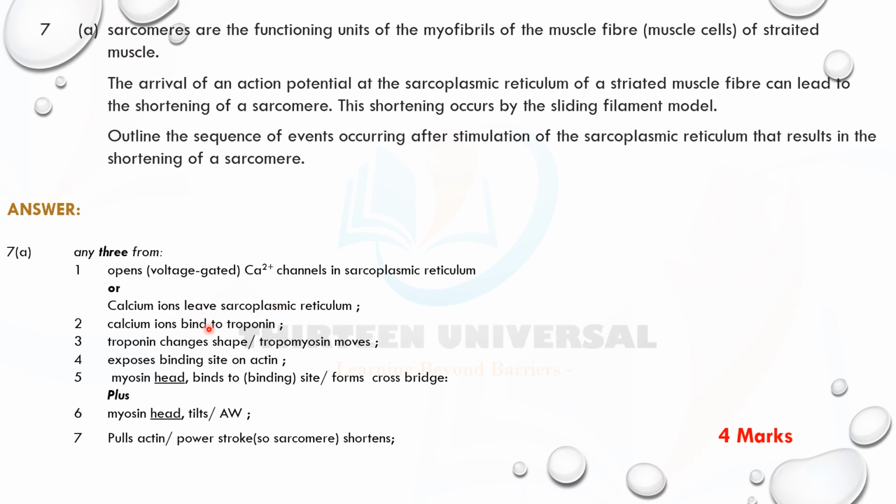Then troponin changes its shape, and when it changes shape, it moves tropomyosin, exposing the binding site on actin. Once exposed, the myosin head will bind to it, and then a cross bridge is formed, the myosin head tilts, and then we have the stroke movement. So memorize it. This is the sequence of events that occurs.